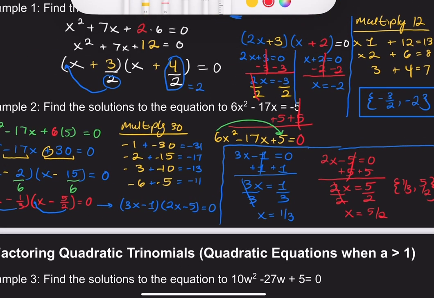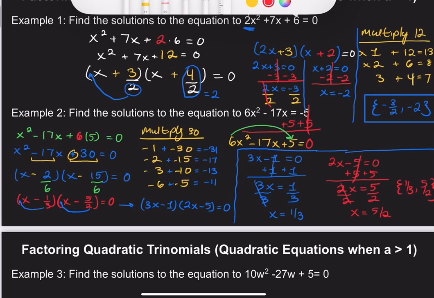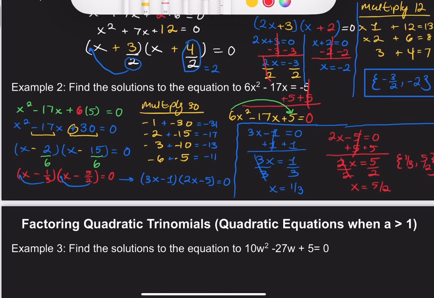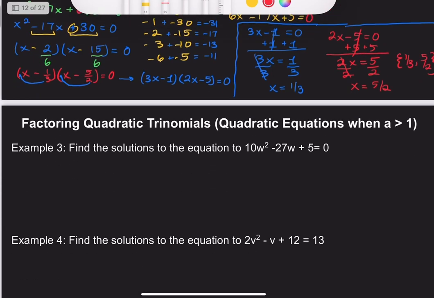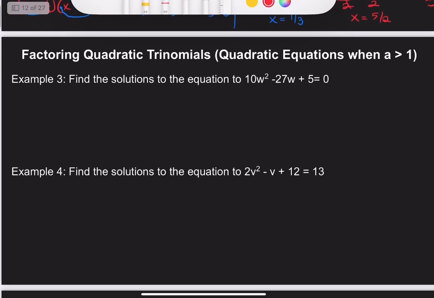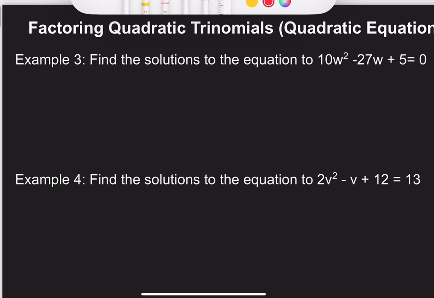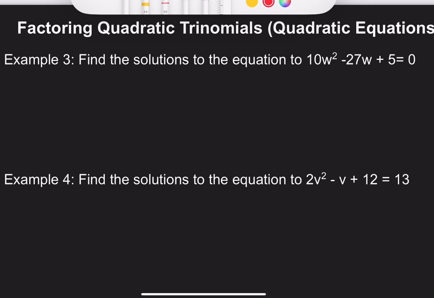So this one was a longer process than the other one, but it's still the same type of procedure whenever the value in front of the squared term is greater than 1. Let's do 2 more examples to see if we can have this down packed. And I'm using different variables, but the variables that I use make no difference. It's the process that stays the same.